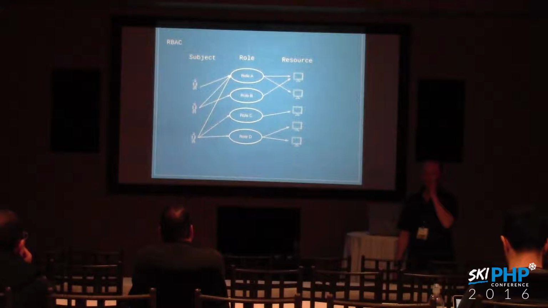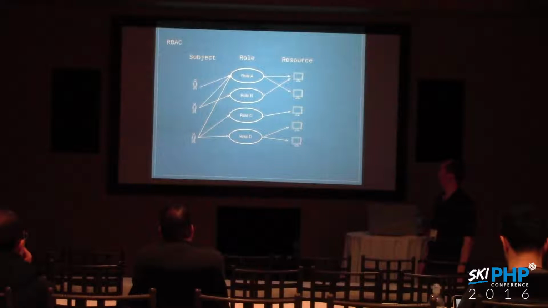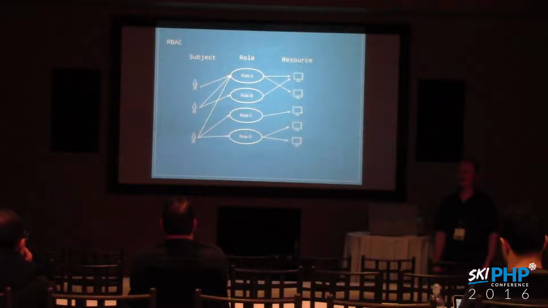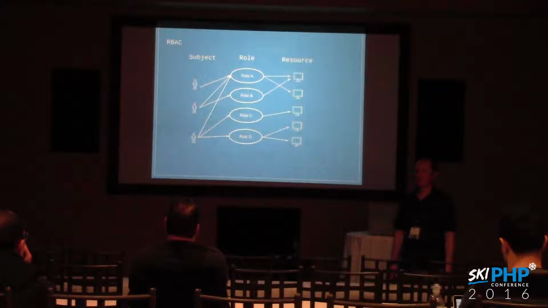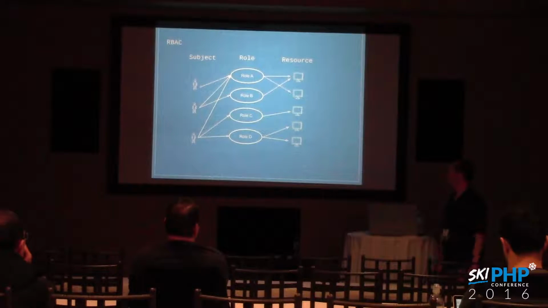Here's again the flow chart of what that may look like. You have the subjects and the resources, and the subjects are assigned to one or many roles, and the resources have roles assigned to them. And if you are assigned to a role that has access to the resource, you get access to it. Pretty simple. Again, there are no exceptions to the rules. There are ways around it, but in a pure role-based access control model, there are no exceptions.